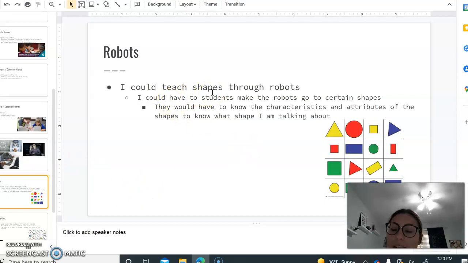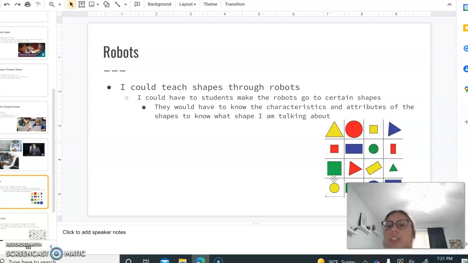It's a little bit more creative. You could also do it with some color, like go to the yellow triangle to a green square or something. And so it just gives some characteristics and attributes about the shape. You could also say go to a 3-sided shape or something, and that would be a triangle.